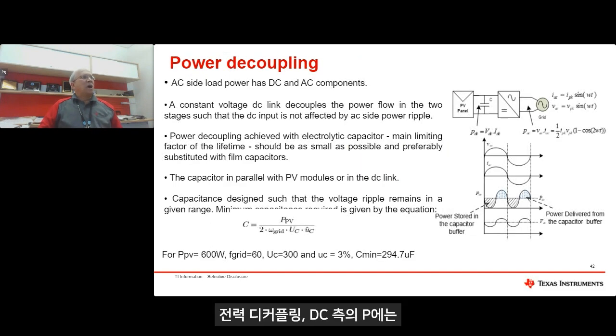microcontroller. Power decoupling: as I said, on the DC side there is a DC power, and on the AC side there is a double frequency. Because of that, you need the capacitor C to decouple the power, and the capacitor can be calculated from this equation. It's a pretty big capacitor. So we can minimize this capacitor, and then somehow we can use a film capacitor, a more reliable capacitor.